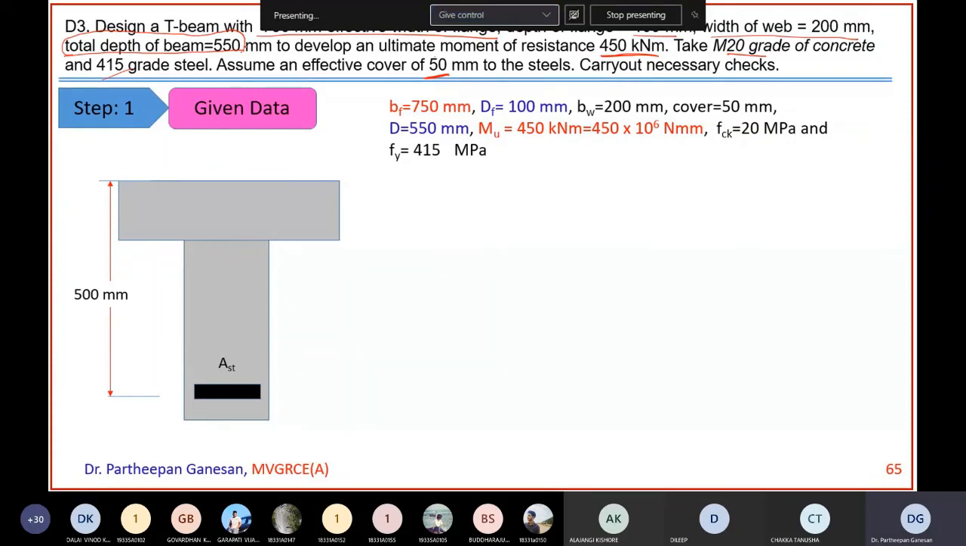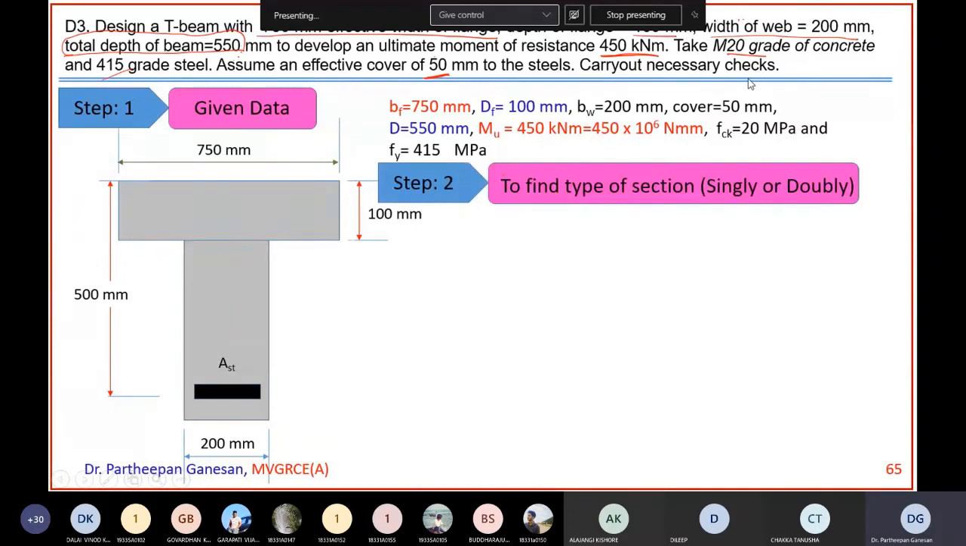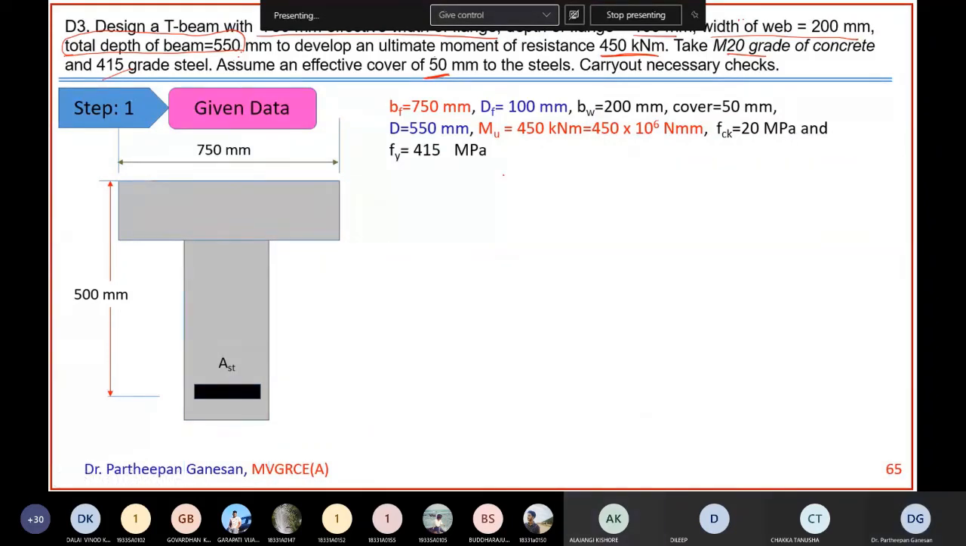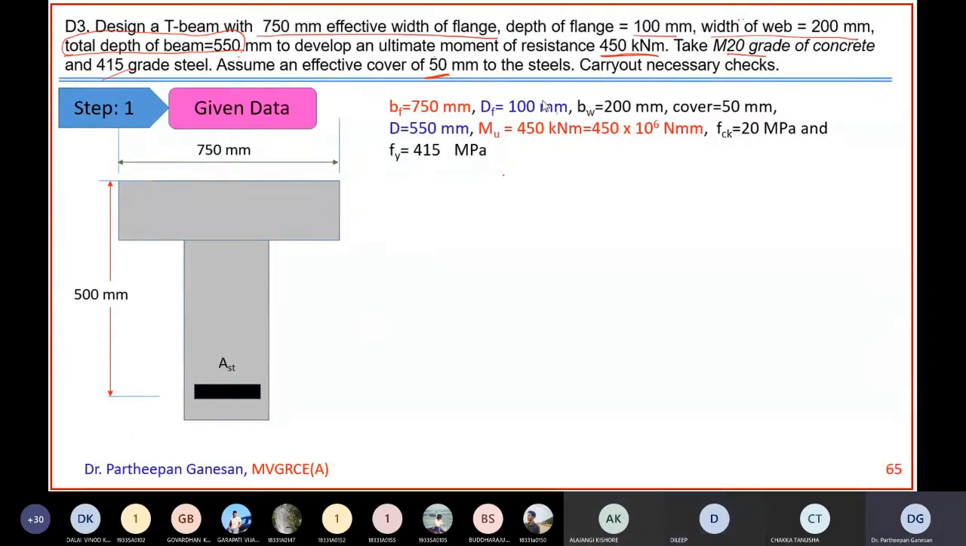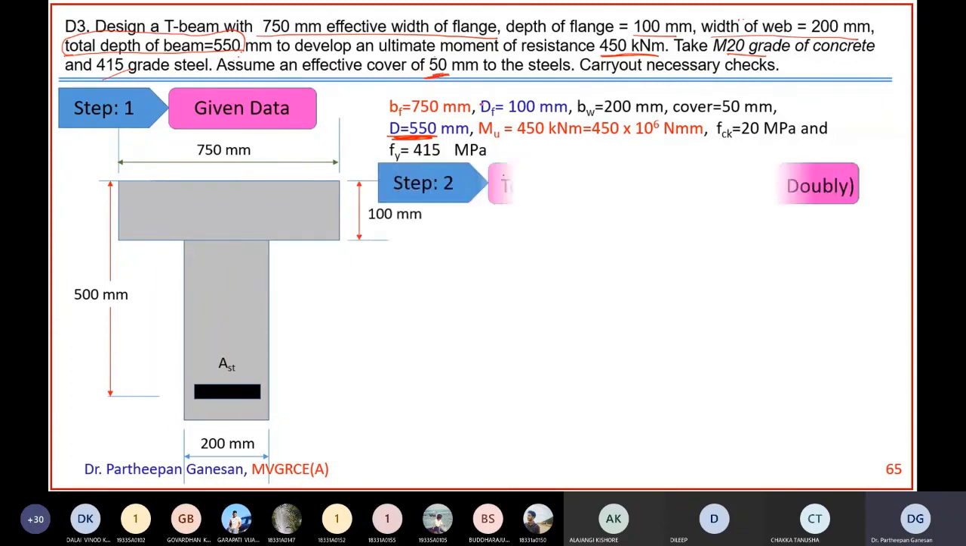What is this 550? Read properly. It is the overall depth of the beam. That is capital D, right? So that is what is given as capital D here. And the effective cover is given here as 50, right? So accordingly you have to do it.